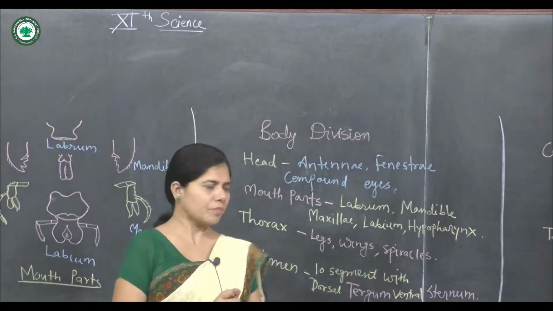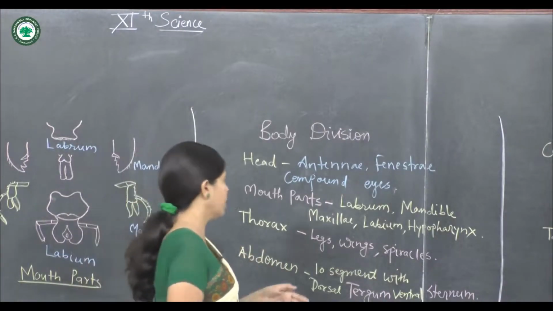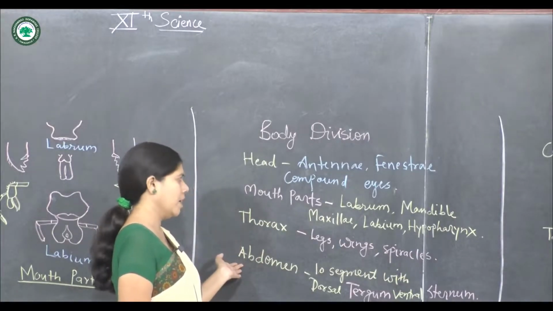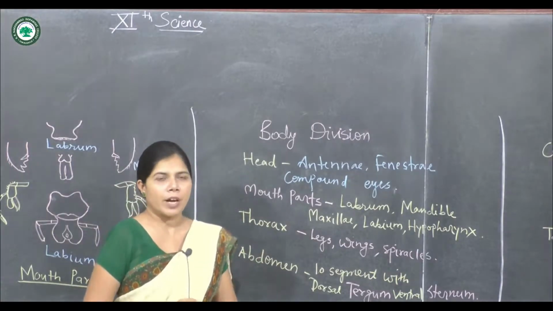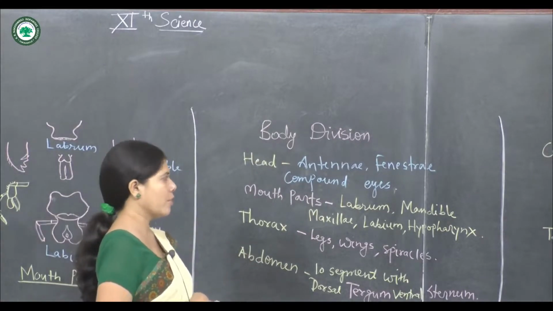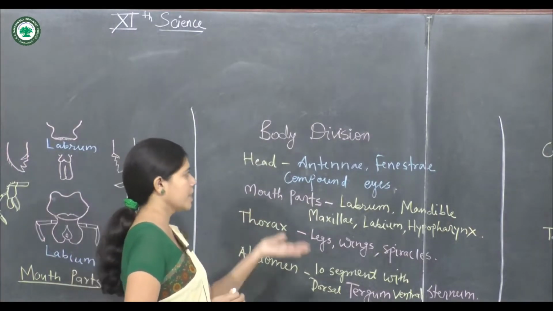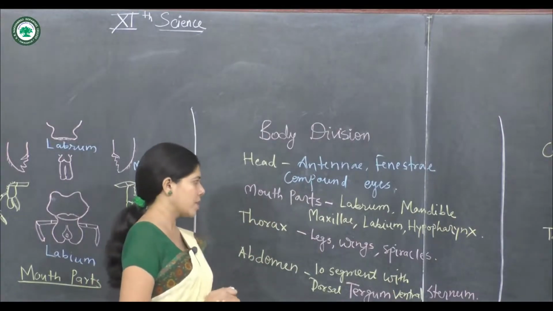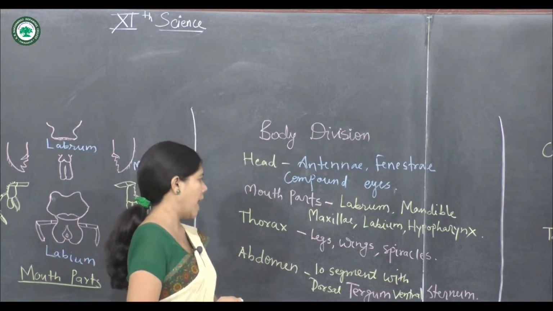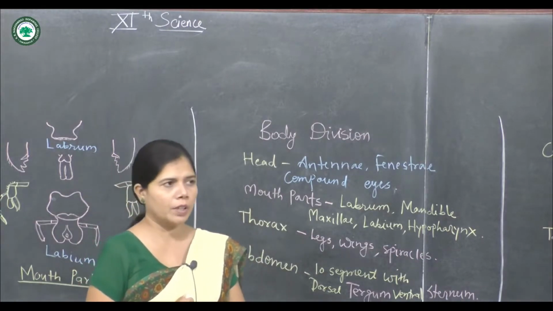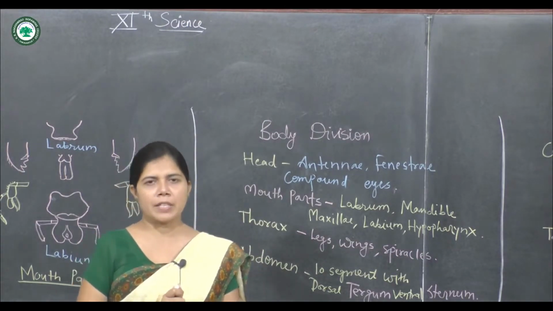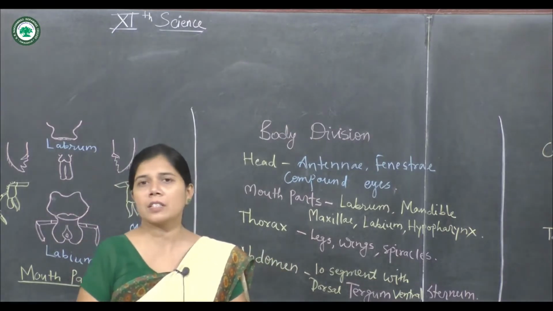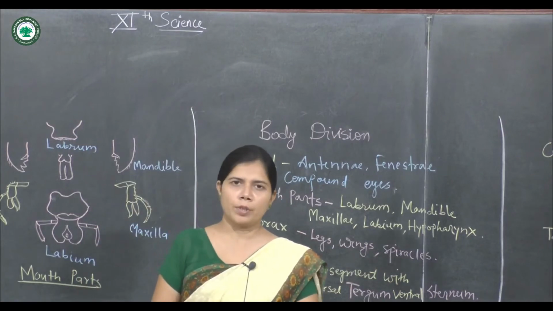These are the body divisions of the cockroach, including the head, thorax and abdomen. So students, we discussed the body division of the cockroach, in which the head has the antenna, compound eyes, fenestrae and mouth parts. The thorax has the legs, wings and spiracles, and the abdomen has 10 segments. In the next video, we will discuss the digestive system of the cockroach.